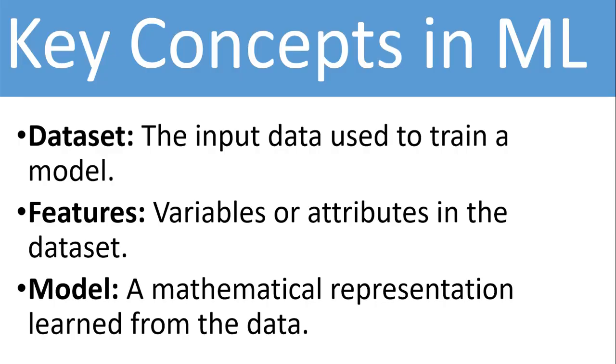Okay. Key concepts in machine learning. Number one, dataset. Dataset is the input data used to train a model. If there is no dataset, machine learning and artificial intelligence do not work clearly. Features: variables or attributes in a dataset. Model: a mathematical representation learned from the data.